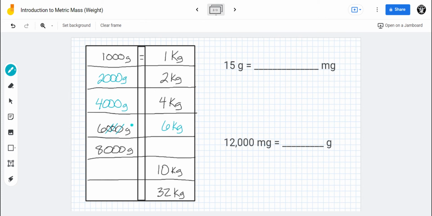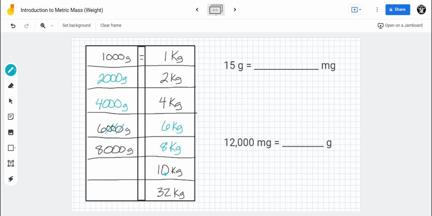So these are the exact same amount of weight. 6 kilograms is the exact same amount as 6,000 grams, just a different unit of measurement, which is why I'm always telling you to be very careful and make sure you write down whichever unit of measurement you're using. Let's take another example, 8,000 grams. If you divide that by 1,000, eliminate 3 zeros, you will get 8 kilograms.